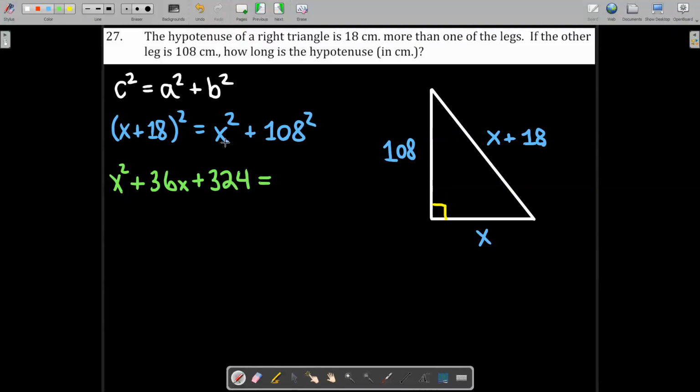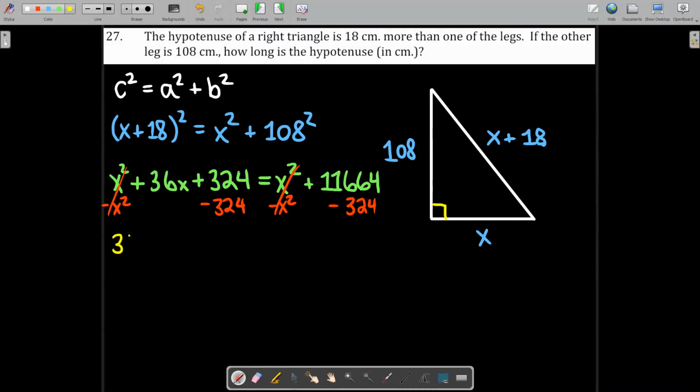All right, and then we have x squared, and then we have 108 squared. 108 squared is 11,664. Okay, so now we're just going to subtract our x squared on both sides. And we might as well subtract the 324 while we're at it. So the x squareds, all of them will end up canceling out. So we're not going to have any of those left.